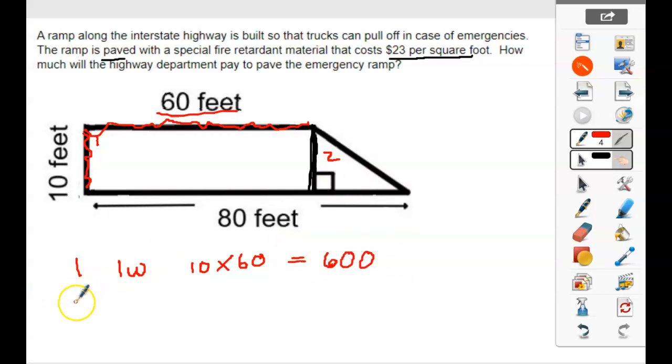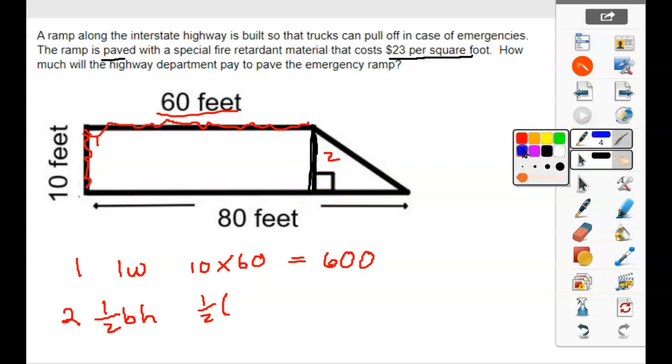And then shape number 2 is a triangle. So that formula is 1/2 BH. So I'm going to put in 1/2 times base. Now here's where I might run into a little bit of trouble. I need to make sure that I find the right number for my base. It's not clearly labeled here.